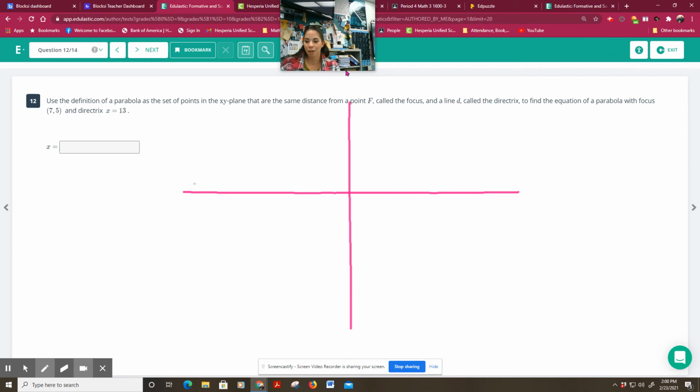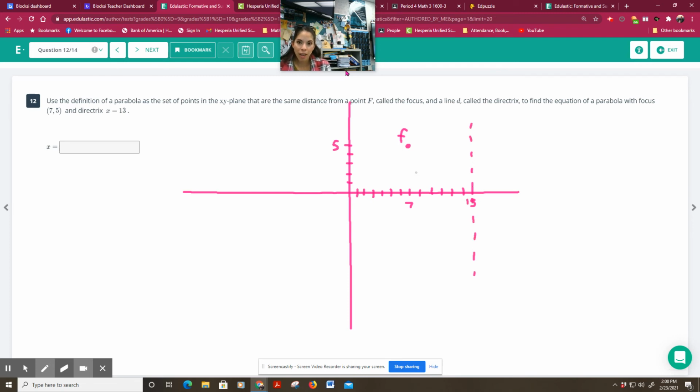Okay. So 7, 5. 1, 2, 3, 4, 5, 6, 7. 1, 2, 3, 4, 5. And that is the focus. The directrix is x equals 13. 8, 9, 10, 11, 12, 13. So x equals a number is a vertical line.